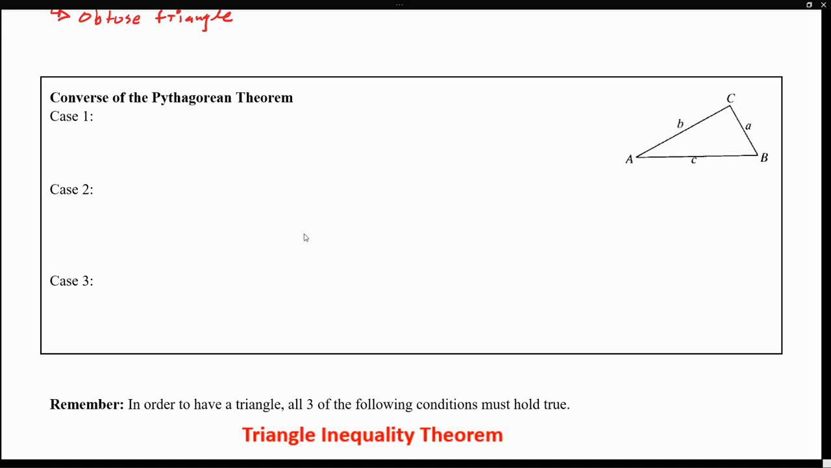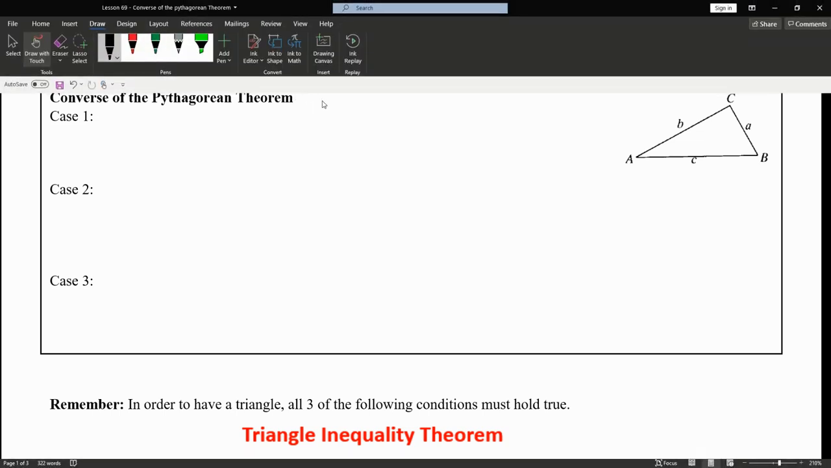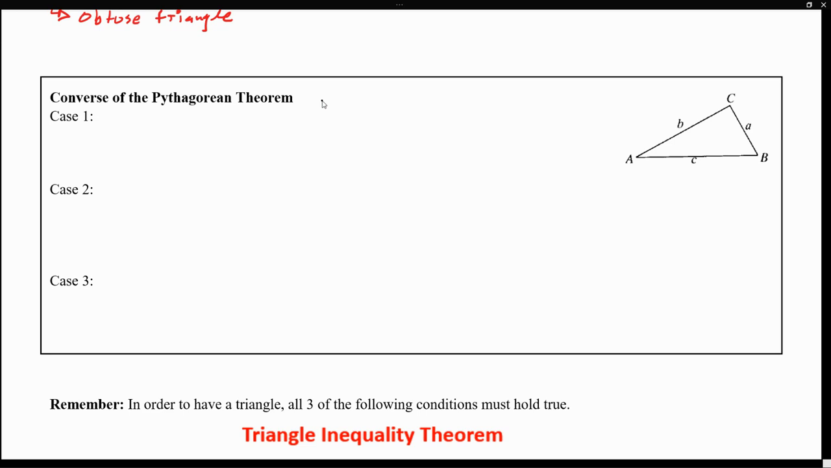And the converse of the Pythagorean theorem is just a tool that we use to categorize triangles based on their sides. And we can encounter three different situations. We can encounter a situation where the actual Pythagorean theorem holds true. So if a squared plus b squared equals c squared, then our conclusion is that we have a right triangle. And that's something that we discussed in the introduction question.